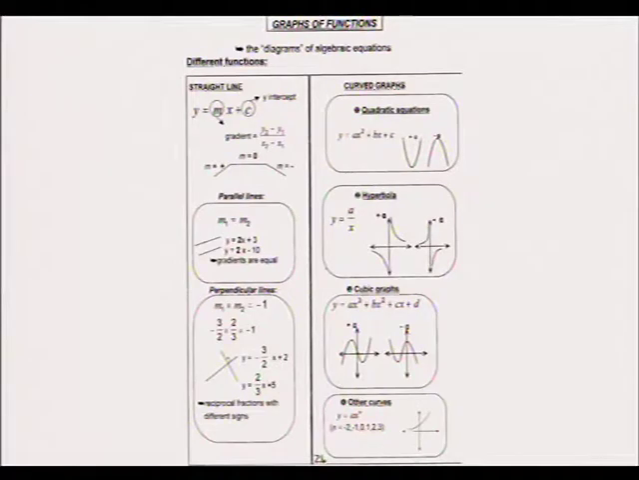The graphs and the functions, we all know the straight line graphs. If they are parallel and perpendicular lines, look at the graphs given there. If you have curved graphs, there you see the quadratic equations. y is equal to ax squared plus bx plus c. If a is positive, it looks like a smiling face. So it's a positive person. If your a is negative, then you have a face like that one, upside down. Hyperbola, there you see the graphs, the cubic graphs and the other curves.